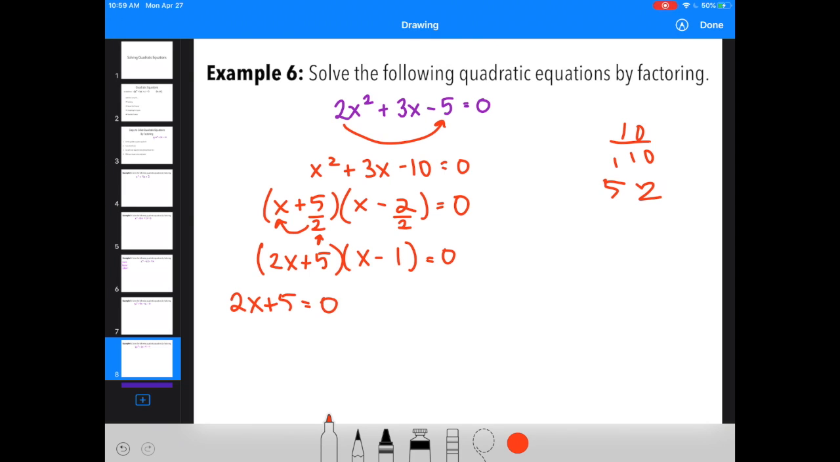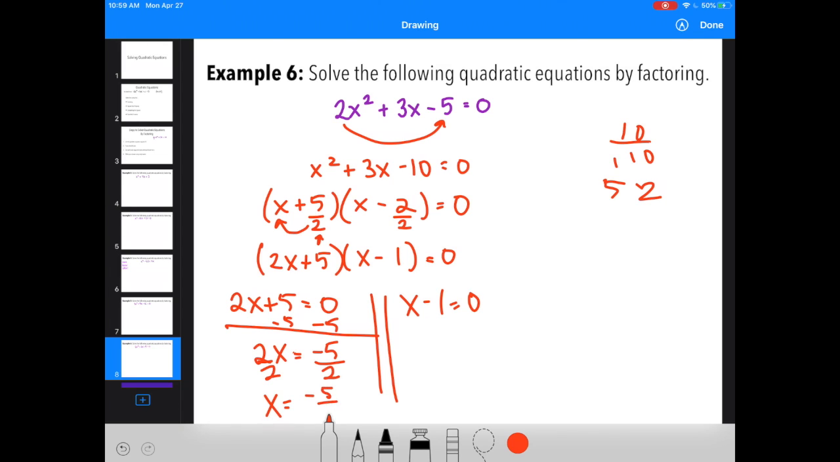So I have 2x plus 5 equal to 0. And I have x minus 1 equal to 0. Subtract my 5, subtract my 5. I have 2x equal to negative 5. Divide by 2, divide by 2. X is equal to negative 5 over 2. Let me move that over so we can see it. And I add my 1, I have x is equal to positive 1. So my final answer for this is negative 5 over 2, comma 1.